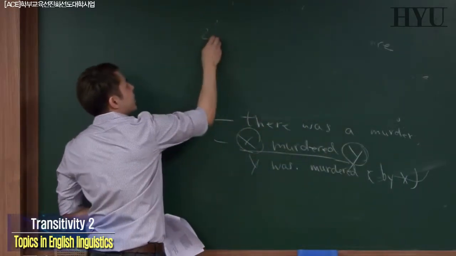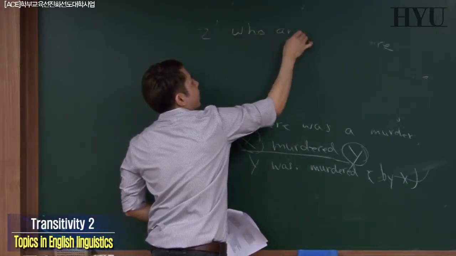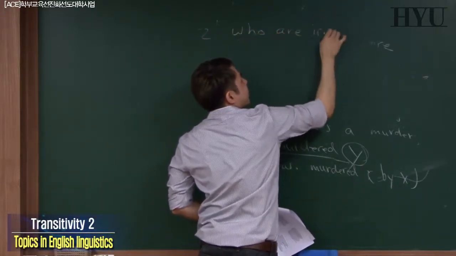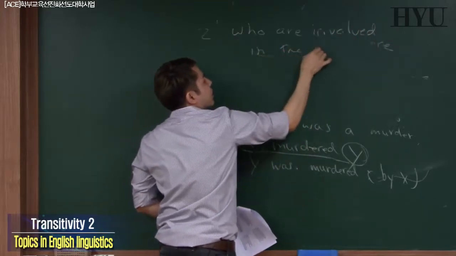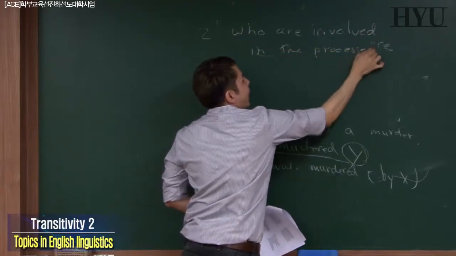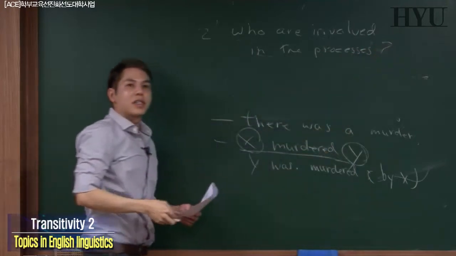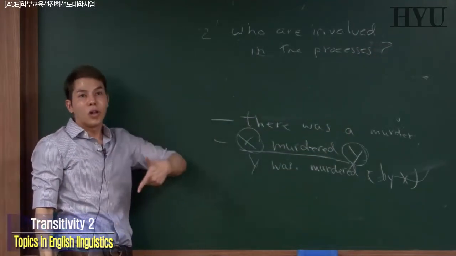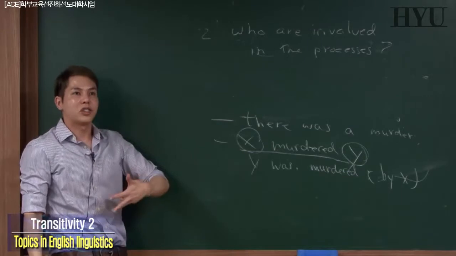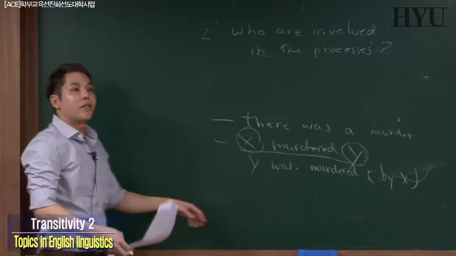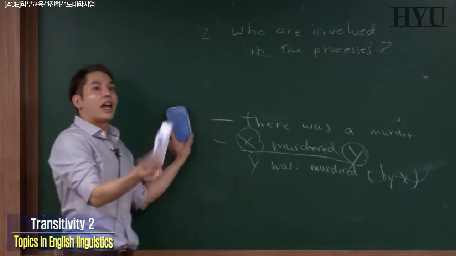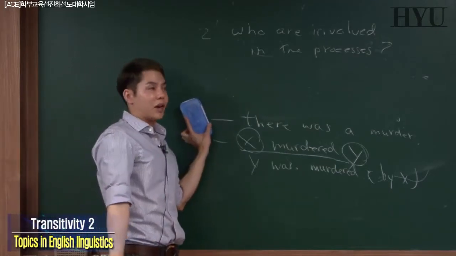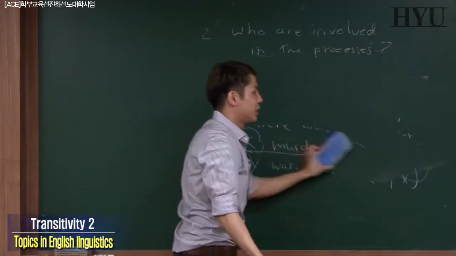So the second step is who are involved in the processes. So name the processes first, and then who are involved in the processes, the agent, the goal, the sayer, the verbiage, and so on. Okay? So who are involved, and are they backgrounded? Are they included or are they not included? Are they foregrounded in the front or are they backgrounded? Right? So look at those participants.